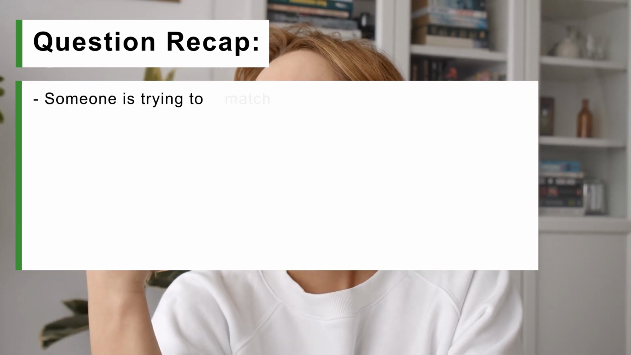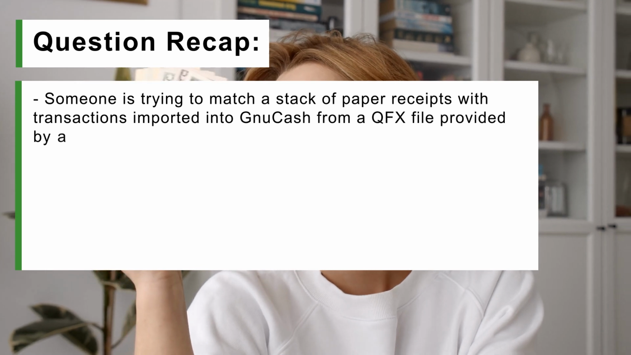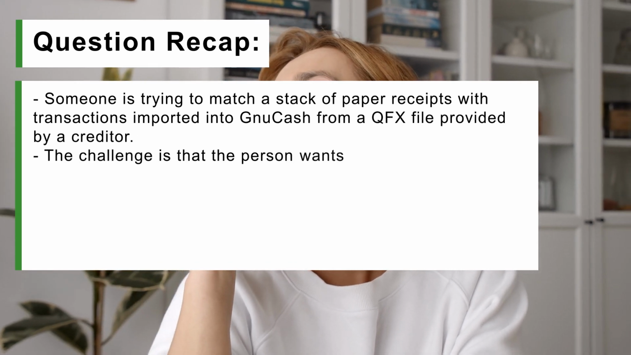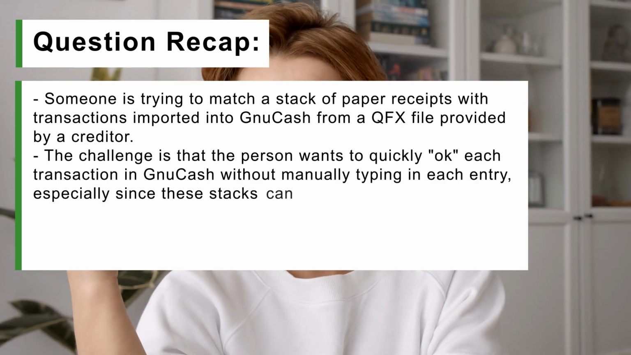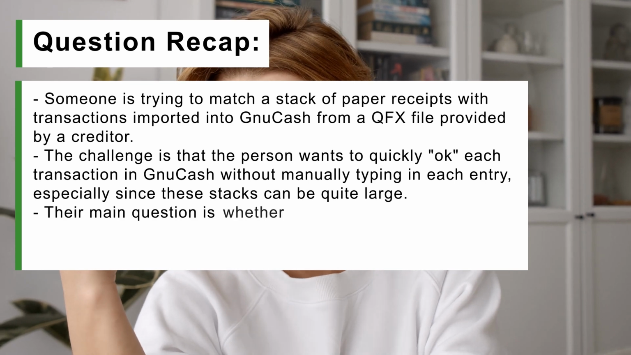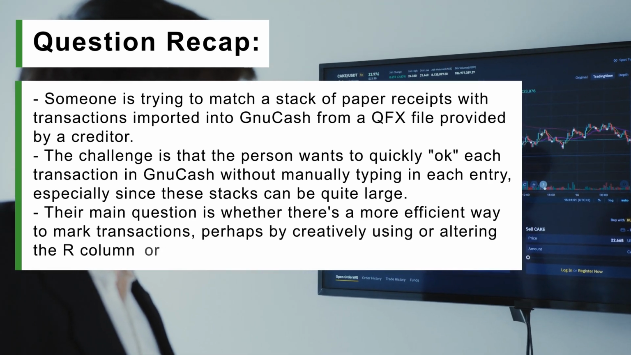So in summary, someone's dealing with a big pile of paper receipts and trying to match them with transactions in GnuCash. They've imported these transactions from a QFX file, but the tricky part is they want to quickly approve each one without typing them all out. They're wondering if there's a smarter way to do this, maybe by tweaking the R column or the import process to make things more efficient.